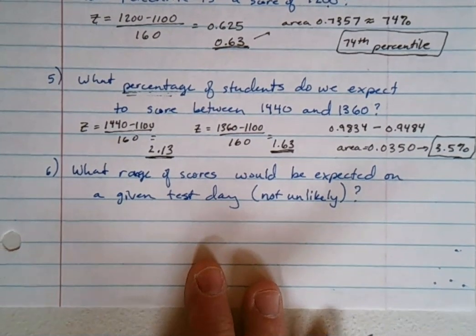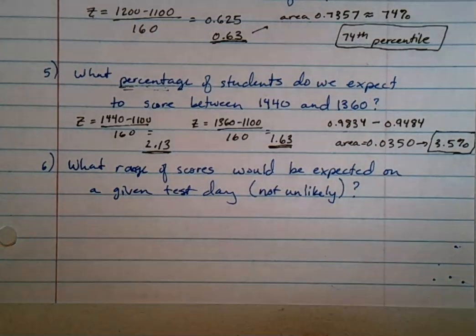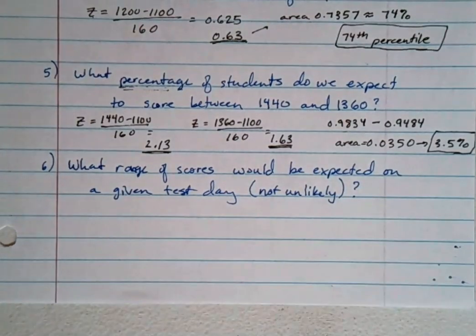What range of scores would be expected on a given test day? I.e., what range of scores would be considered likely on a test day? Well, remember, we have the good old 5% rule. Anything that is less than 5% likely is considered unlikely. Now, you've got a couple of ways of doing this, but the easiest way is that we expect it to be likely for 95% of our population and unlikely for 5% of our population.